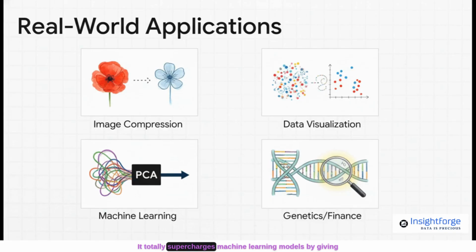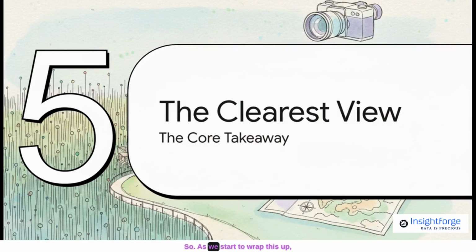It totally supercharges machine learning models by giving them only the most important features to work with. And in massive fields like genetics and finance, it's what helps researchers find those crucial hidden drivers among thousands and thousands of variables. So, as we start to wrap this up, what's the one thing you should walk away with? If you remember nothing else, remember this. PCA is all about finding the clearest view.